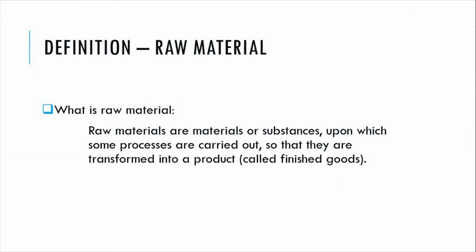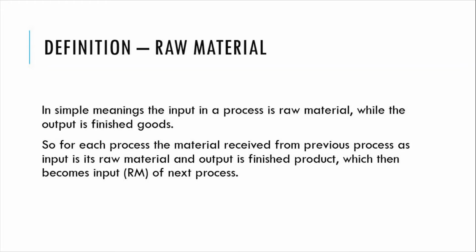First of all, we will see the definition. What is raw material? Raw materials are materials or substances upon which some processes are carried out so that they are transformed into a product called finished goods. In simple meanings, the input in a process is raw material, while the output is finished products. So for each process, the material received from the previous process as input is its raw material and output is a finished product, which then becomes input of the next process.